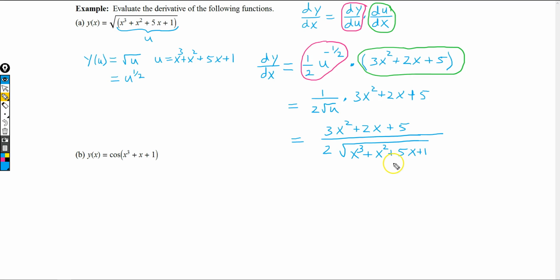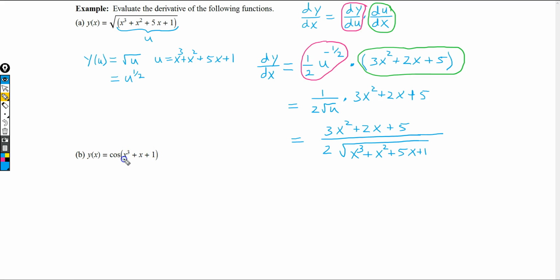And there we go. That's dy dx. Now let's look at this one. So the same procedure here. We want to pick u to be some piece of this function so we immediately know how to evaluate dy du. And then we'll evaluate du dx.